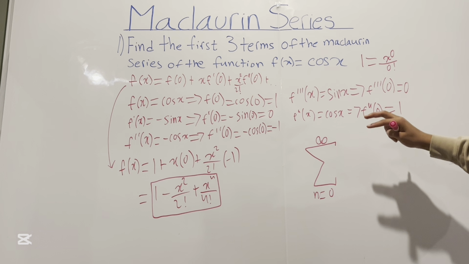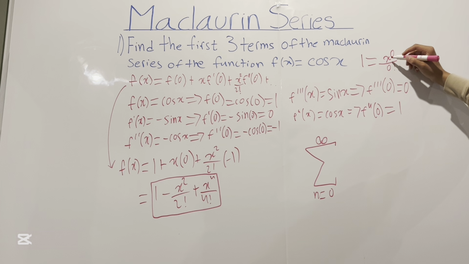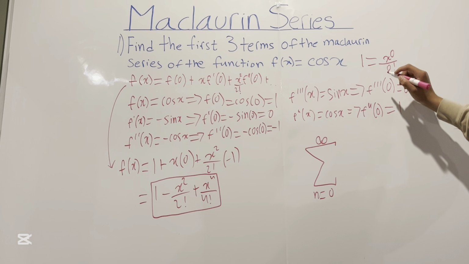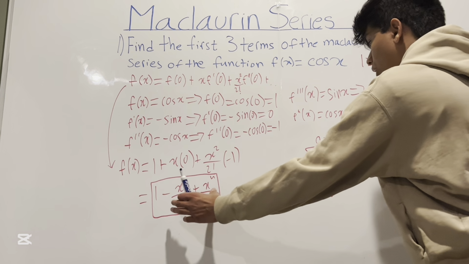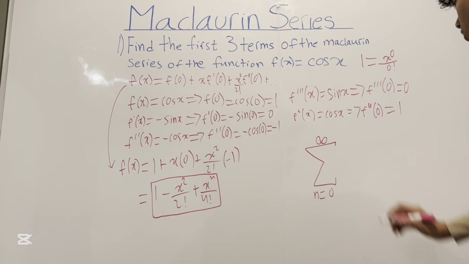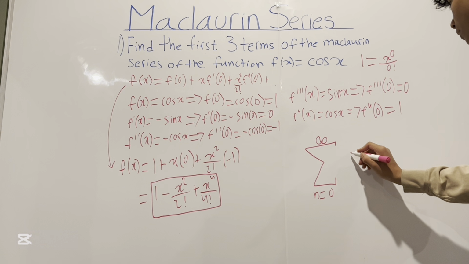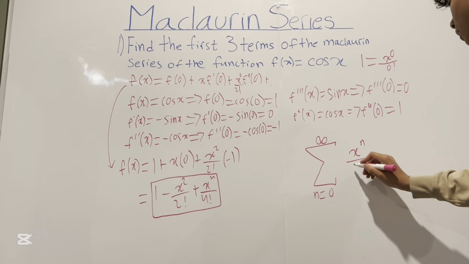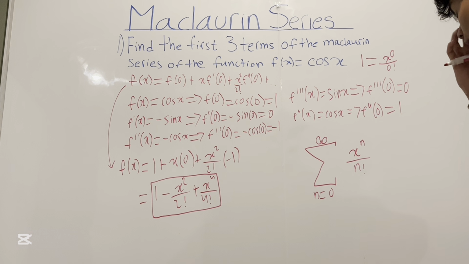that there's two requirements we have. We have to have x to the something power divided by something factorial. And that's true for all remaining terms, including the first three terms. So all we have to do is x to the n divided by n factorial, but this is not our final answer.